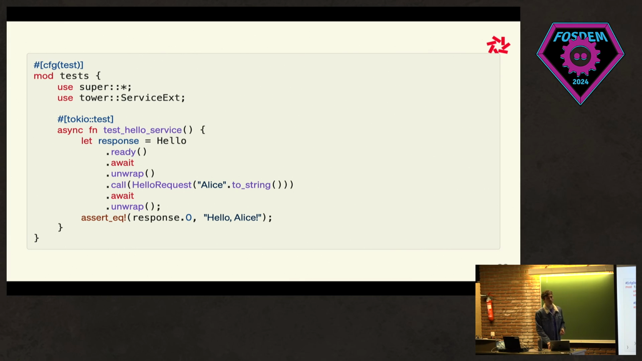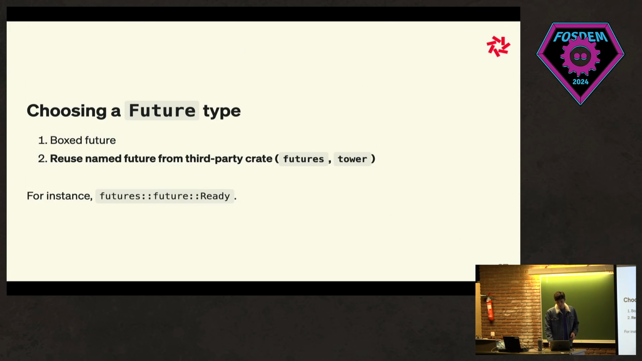This is how you would unit test that service. You instantiate it. You call ready. We're using the extension trait that makes it a bit easier to work with. So you call ready, and then you call, and it works. So it's obviously a bit more complicated than just writing that hello function that I showed at the beginning, but it's totally doable.